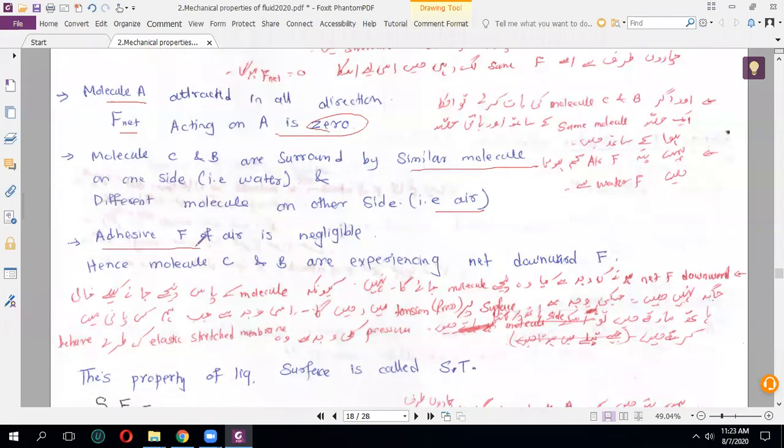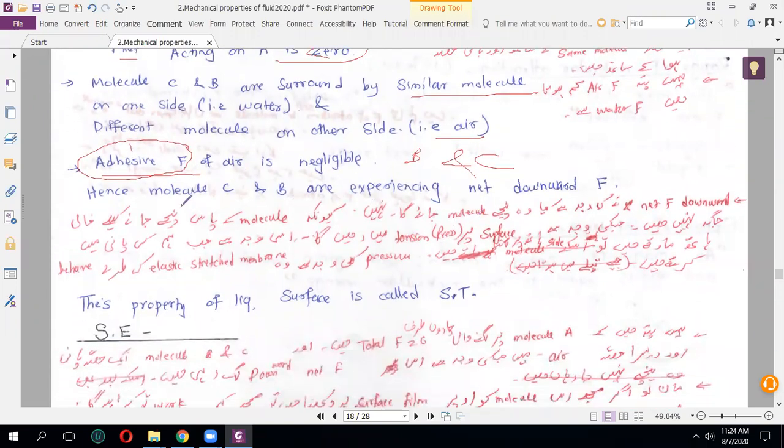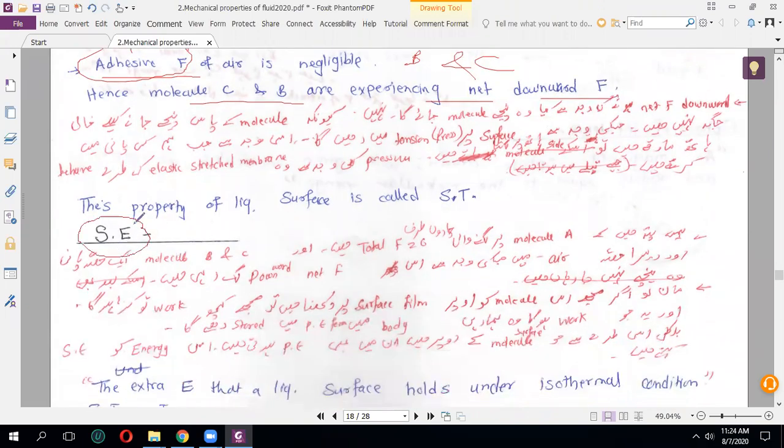Now, molecules B and C have adhesive forces because they have different types of forces applied on them. Air's force is acting and the liquid's force too, and both forces are different. If the different force is attracting the liquid sphere, that force is called adhesive force. Remember this part. Now, similarly, because of this, B and C experience a net downward force. But because of surface energy, they are not going inside the liquid.